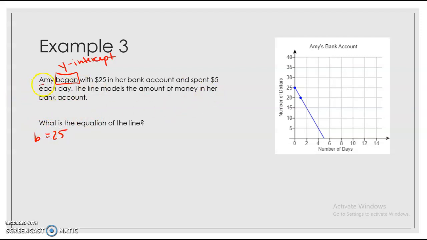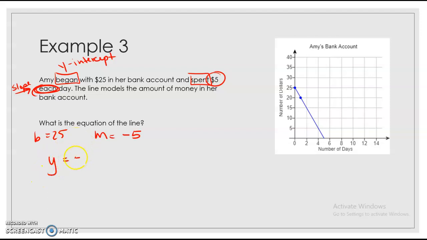And then anytime we see something like each day or for every, that indicates slope. That's our keyword for slope. And so we spent, that's going to be a keyword for us on this one, $5. So our slope is going to be 5 because it's each day, but we spent it. So it's not just a positive 5, it's a negative 5. And when we look at the graph, that makes sense. We're going down 5.